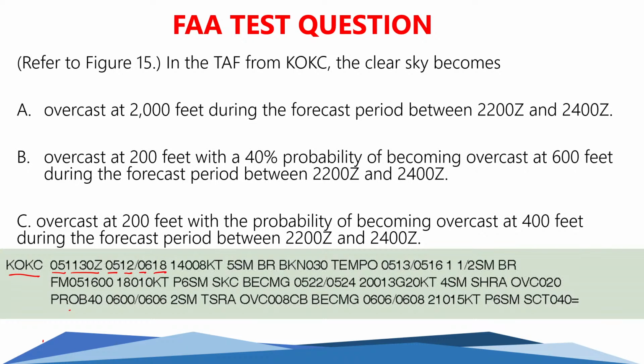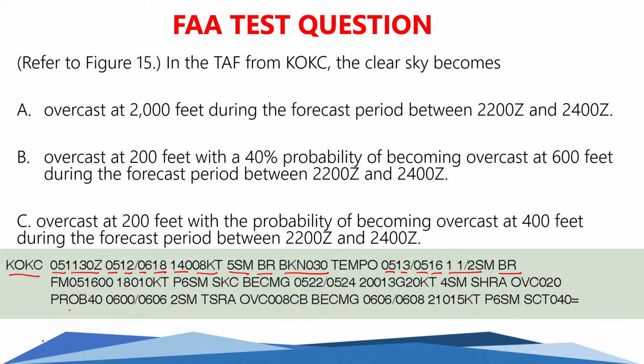And basically this first line here is going to be valid from the 5th day at 1200 Zulu to the 5th day at 1300 Zulu. So it's really only valid for 1 hour looking forward. So we have the conditions of wind of 140 at 8 knots, 5 statute miles visibility, mist, broken at 3000, and then it temporarily becomes, on the 5th day at 1300 through the 5th day at 1600, so for a 3-hour period, 1.5 statute miles visibility and mist again.